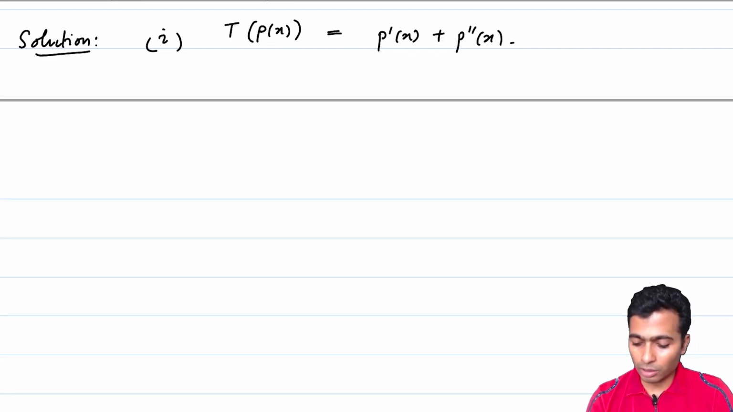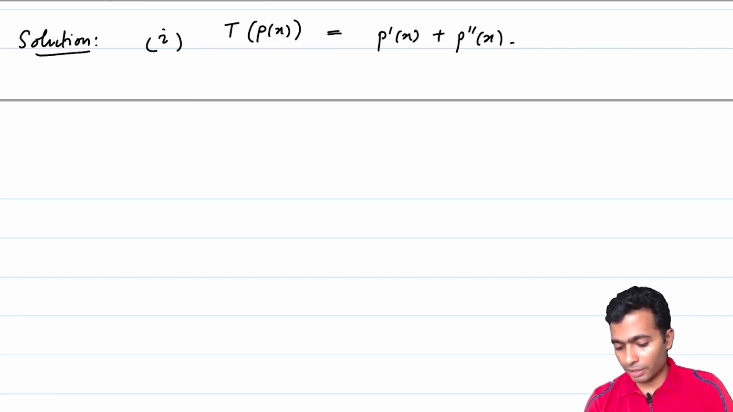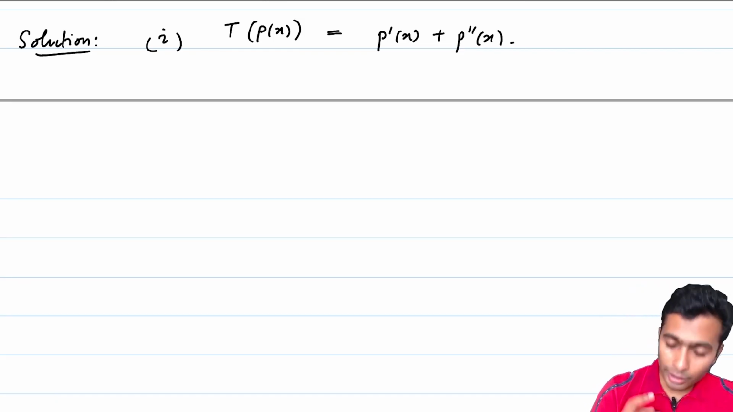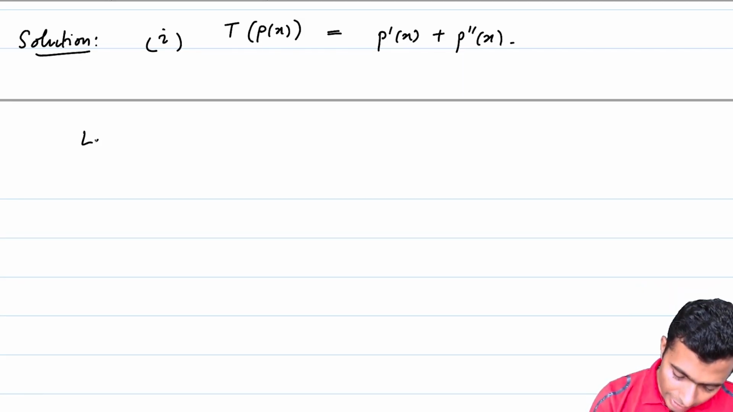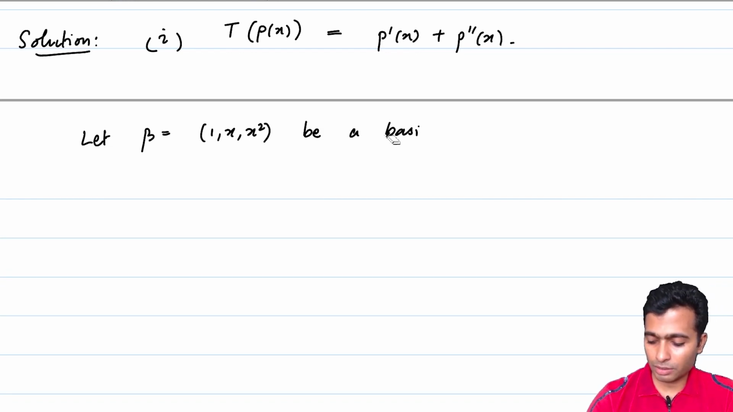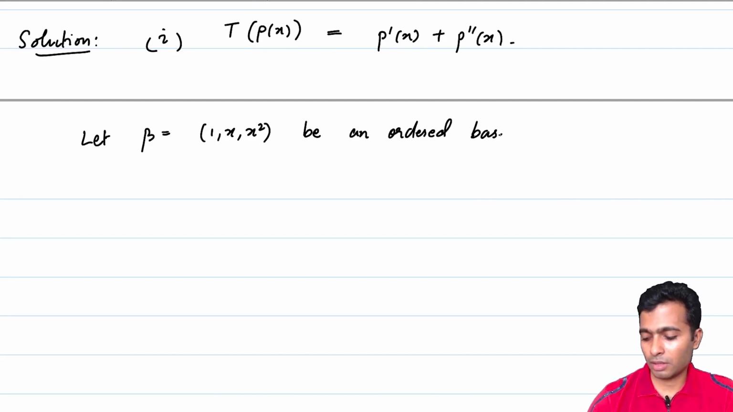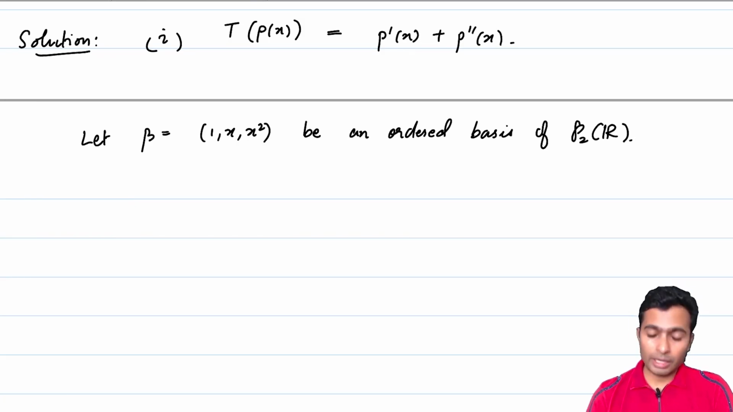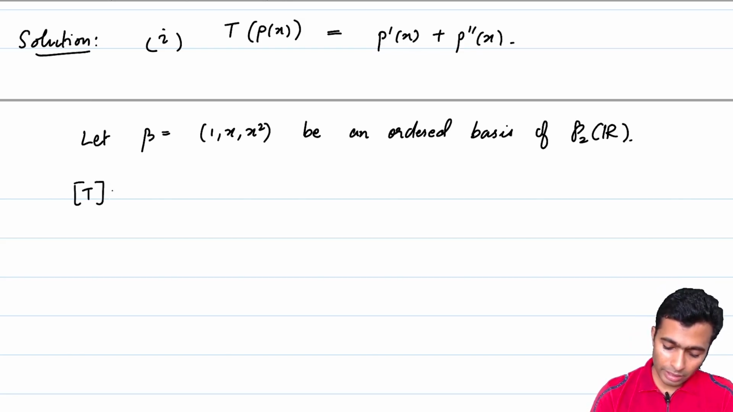So we will use all this knowledge to get hold of a matrix of T with respect to a given basis. We will get hold of the characteristic polynomial, and then we will see whether it is diagonalizable or not. Okay, so that's the strategy. So let's fix a basis. Let beta equal to {1, x, x square} be an ordered basis of P2 of R. Now let's calculate T beta, the matrix of T with respect to beta.